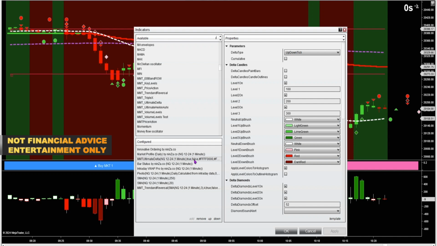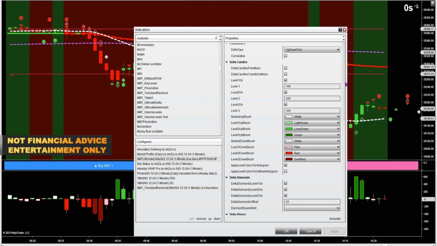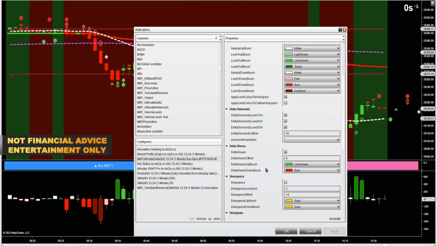This is the MMT Ultimate Delta. We are on a NASDAQ 1-minute chart, my favorite chart for taking entries on, while also taking into consideration the higher time frames. I've got all 3 levels on, set at 100, 200, and 300. I've got all 3 levels of delta diamonds turned on. We're in up-down tick mode. I've got the delta waves enabled.